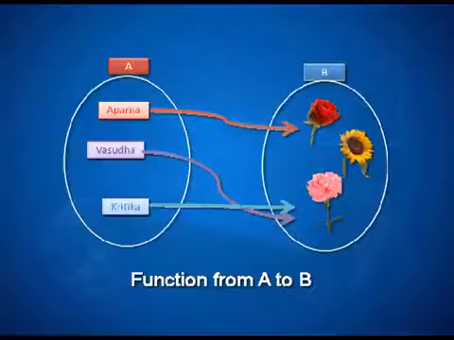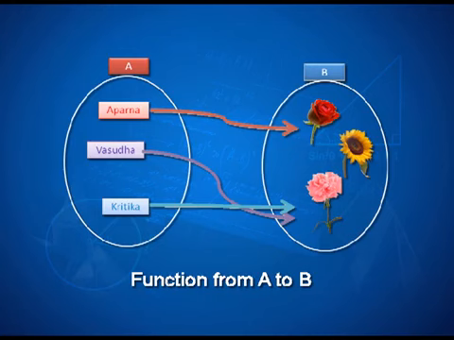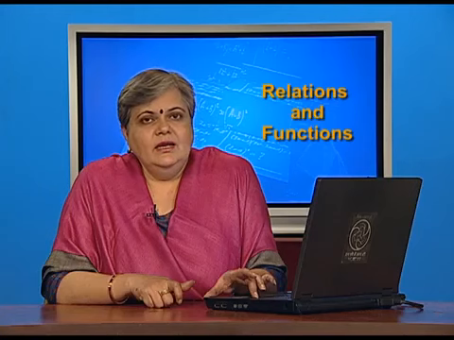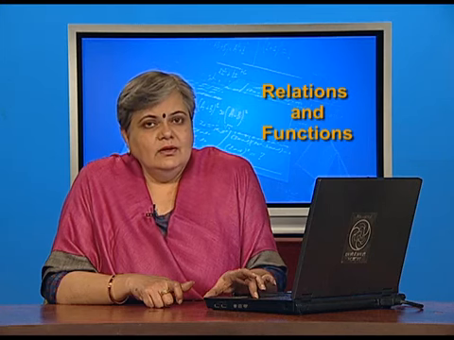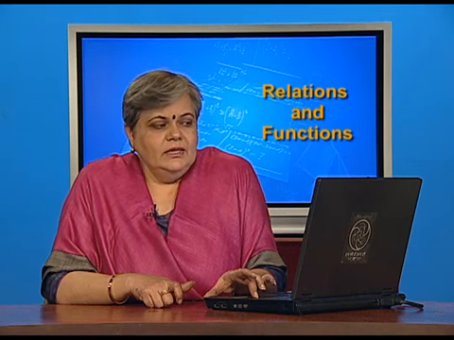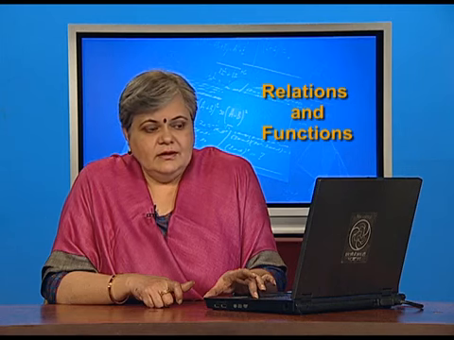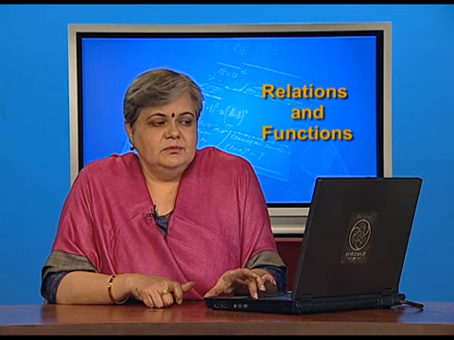At the same time, an element of the set B, for example, in this case the sunflower, is not associated with any element of the set A. So, sunflower is not the image of any element coming from set A. That is perfectly fine. And so, what do we mean and how do we define what a function is from set A to set B?